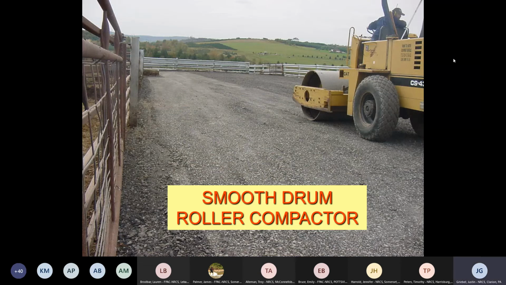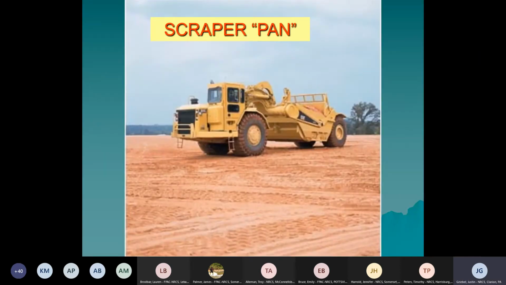Here we're just looking at a smooth drum roller compacting a gravel heavy use area. Scraper pan, we don't use these too often. Sometimes on the WRE wetland reclamation jobs or enhancement jobs, we'll use a pan, but not too often. They're typically on much larger Western construction sites.